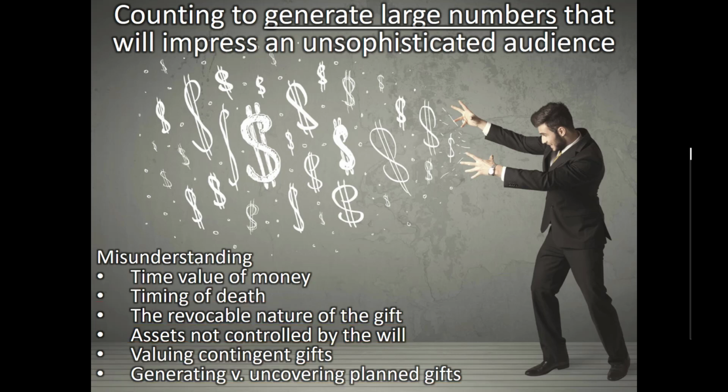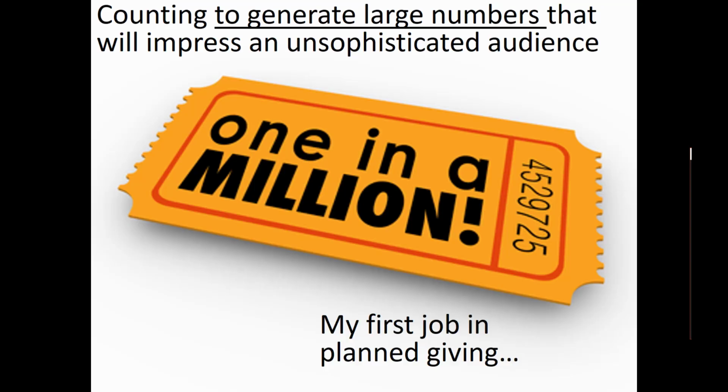So those are some examples of misunderstanding that can lead to numbers that are more impressive than they really are if we understand what's taking place there. So let me share with you a story of a way to generate large numbers to impress an unsophisticated audience. So in my first job in planned giving, it was right out of law school, and I was working for a small residential college, and my predecessor was retiring.